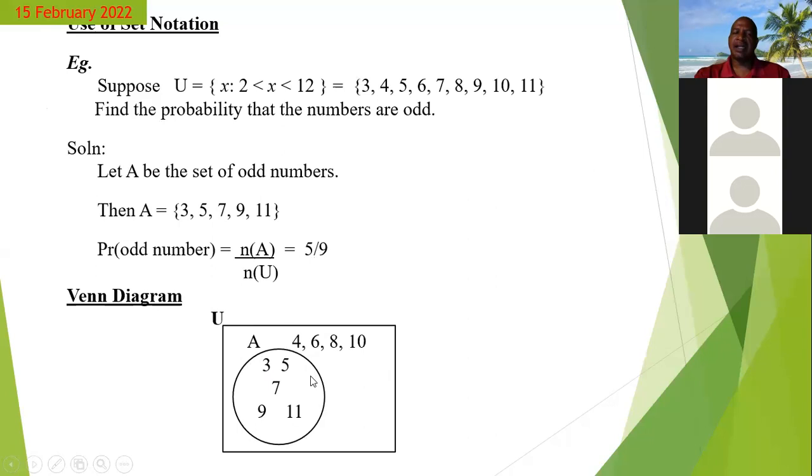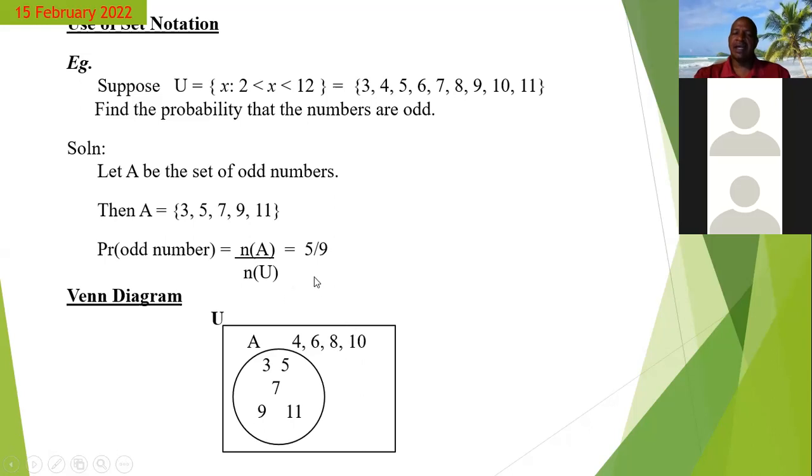Suppose we are to calculate the probability of not getting an A. Then we would have to look at the elements outside the circle and count those elements and put it over the total. Now, how many elements outside of A? We see that we have 4 elements outside of A. So the probability of not getting an A would be 4 out of 9.